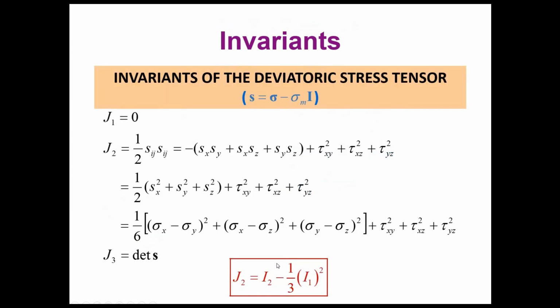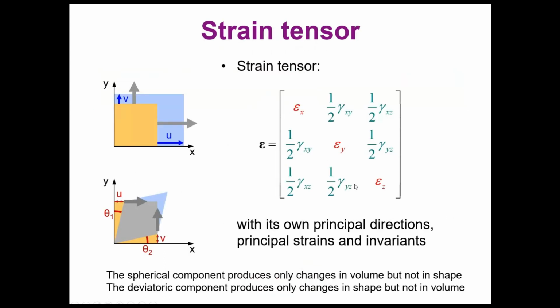So just before going to the next slide, for example here you can express the second invariant of the deviatoric stress tensor as a function of the second invariant of the original stress tensor and the first invariant of the stress tensor. This is a relation you can find mathematically, just to add to this explanation. These invariants are very useful when we define models, as we are going to see in a moment.